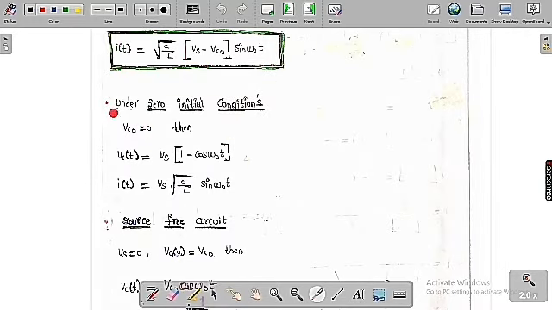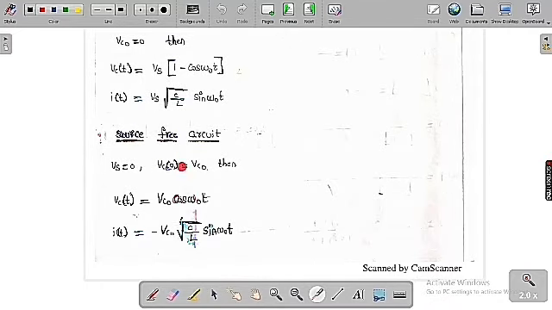Now we are going to see some special conditions. Under zero initial conditions, what is going to happen? Zero initial conditions means, suppose I assume the initial capacitor voltage is equal to 0, then wherever Vc naught is there, just substitute 0. We are going to get Vc of t equal to Vs into 1 minus cos omega naught t, and I of t is equal to Vs into under root of C by L into sin omega naught t, where omega naught is equal to 1 by under root of LC. So this is what we get when Vc naught is equal to 0.